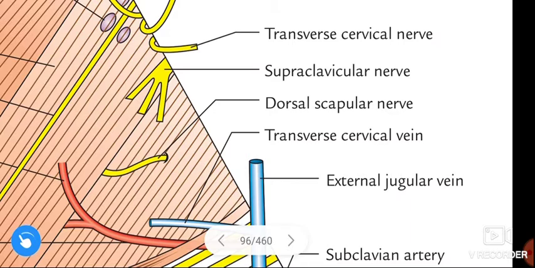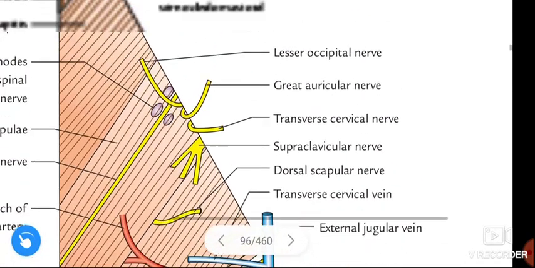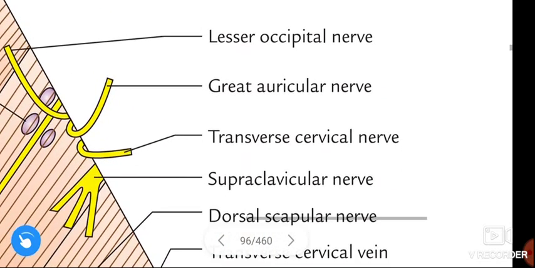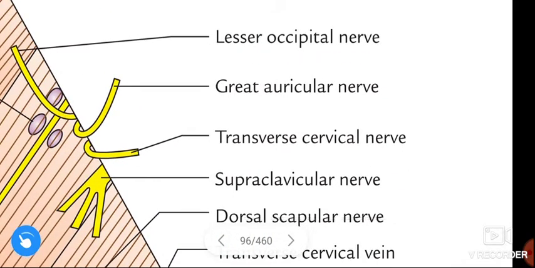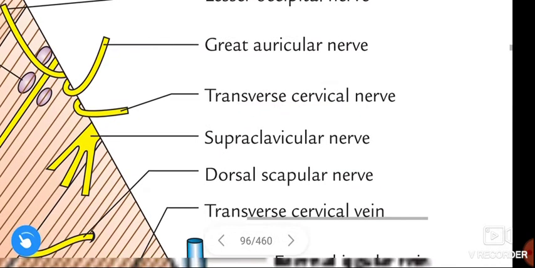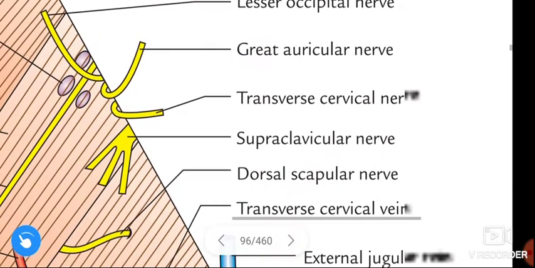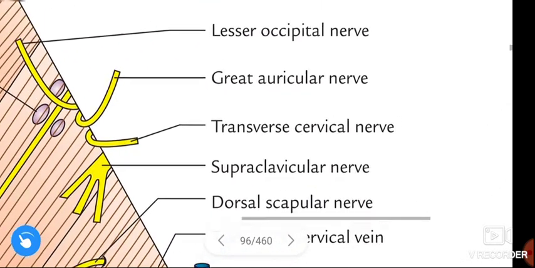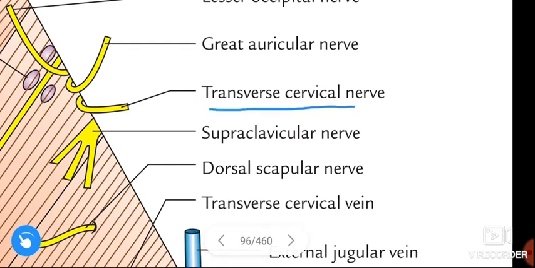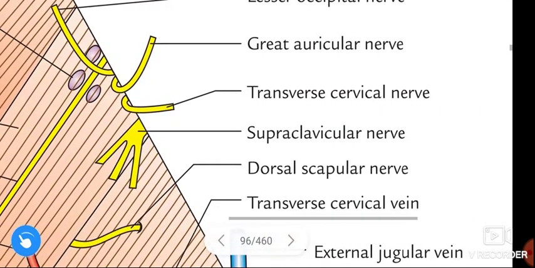Next, four cutaneous branches, the initial parts of the four cutaneous nerves. Okay, the four cutaneous nerves are the lesser occipital nerve, great auricular nerve, transverse cervical nerve and supraclavicular nerve. These are the initial parts of the four cutaneous nerves.